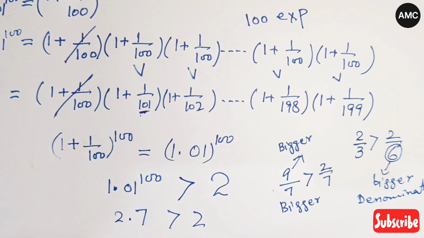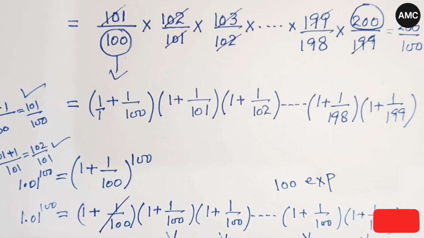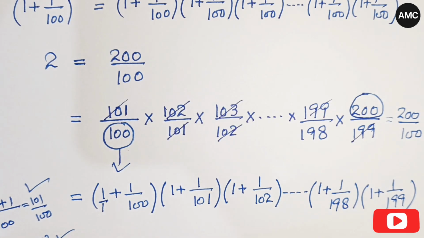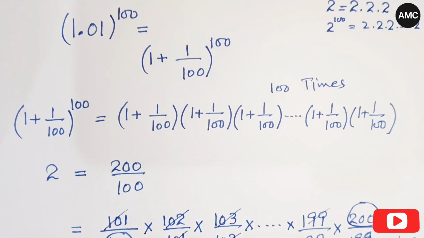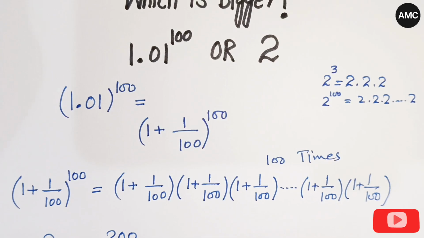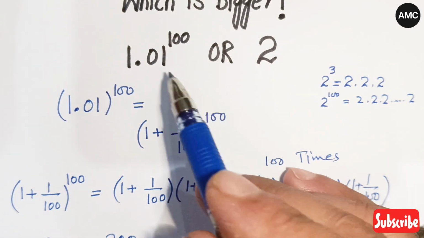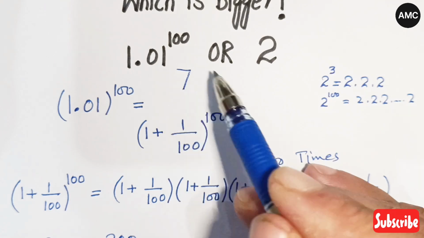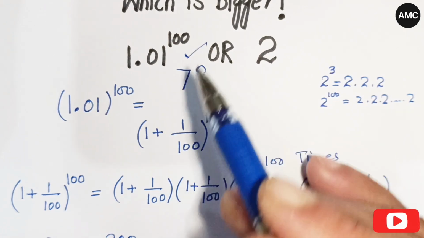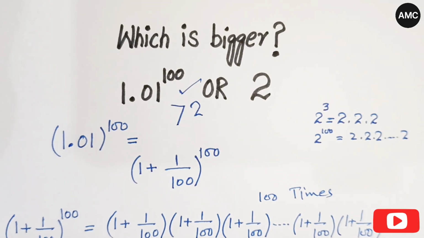So here we find out, by different mathematical techniques, that our final answer is that 1.01 to the power 100 is greater than 2. So we have found that our first number is greater than the second one.